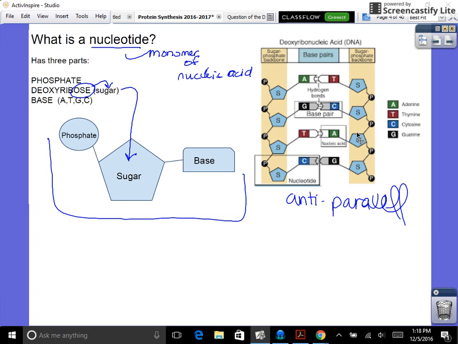Another thing to point out about the structure of DNA is that these nucleotides line up in what is called anti-parallel. Okay, they are not quite parallel to each other. If you take a look here, at this end is the sugar, whereas on this side, the end is the phosphate. So they're kind of running opposite of each other.